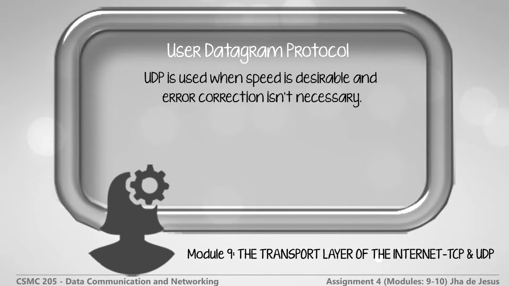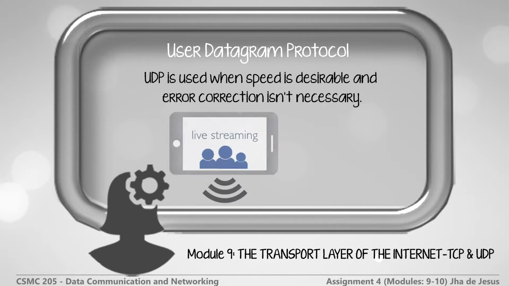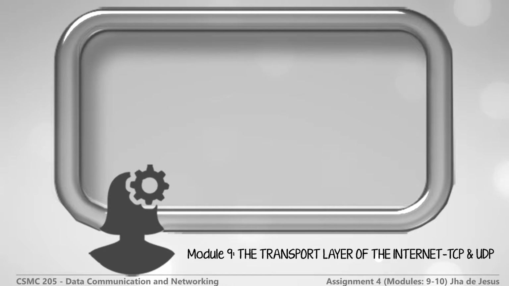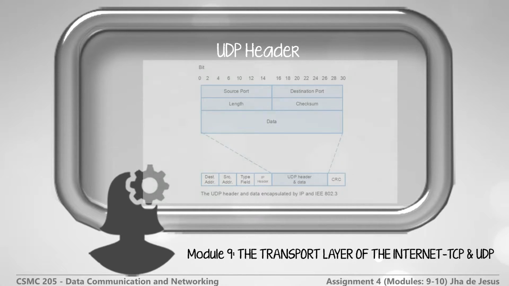UDP is used when speed is desirable and error correction isn't necessary. For example, UDP is frequently used for live broadcasts like video streaming and online games. Now that you know the UDP, let's look now at the UDP header.